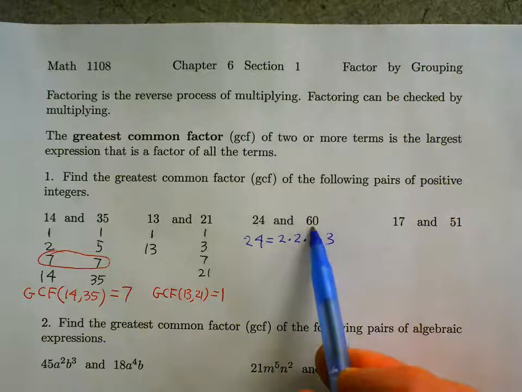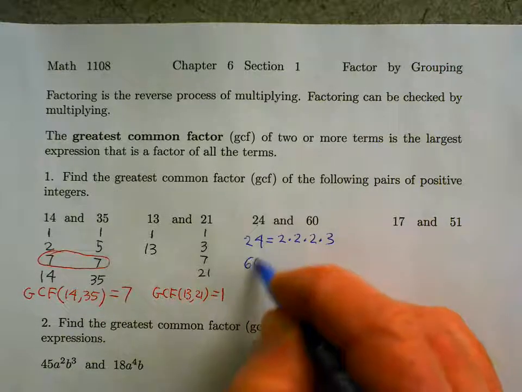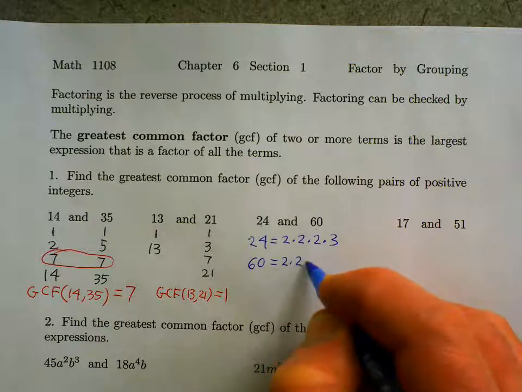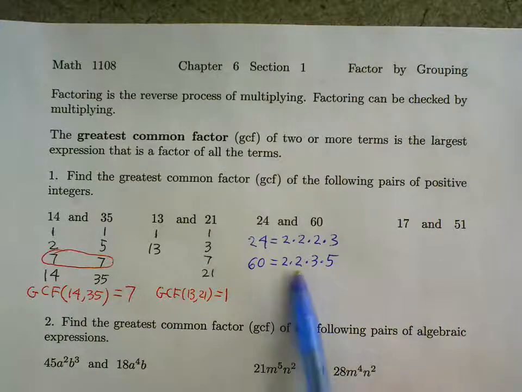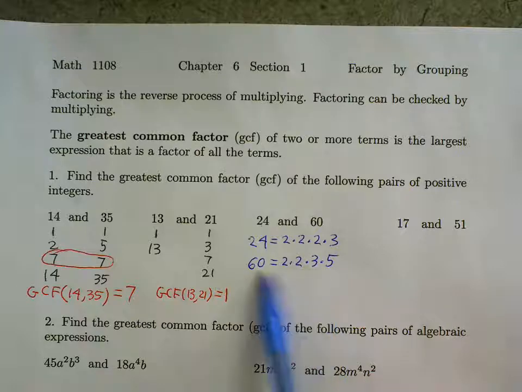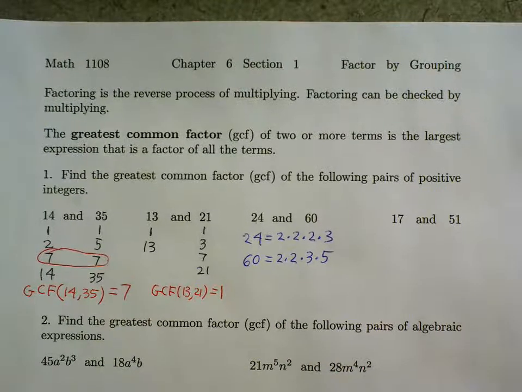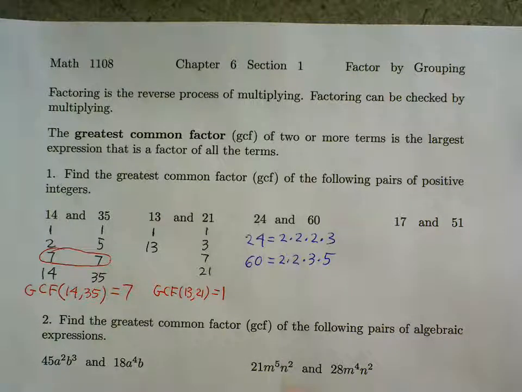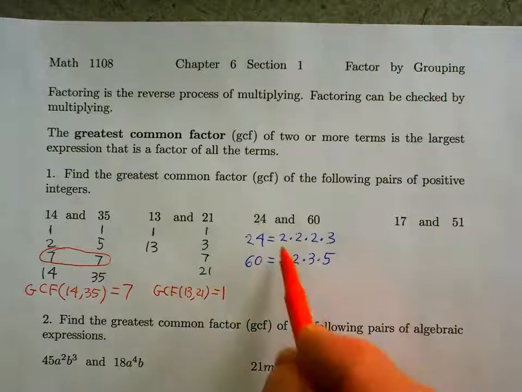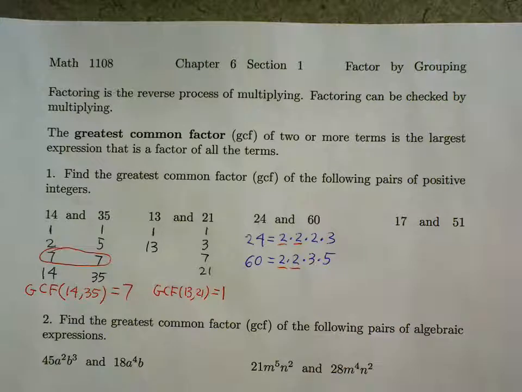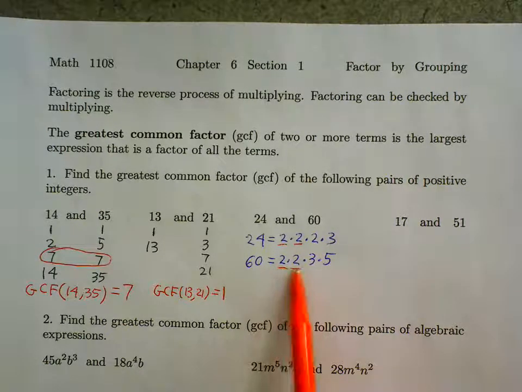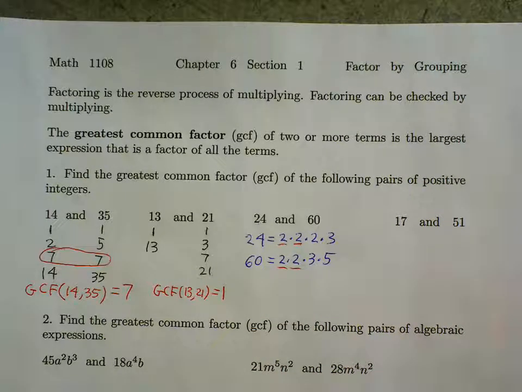The prime factorization of 60 is 2 times 2 times 3 times 5. That's like 4 times 15. So that's the prime factorization of 60. So the greatest common factor can be found by identifying the common prime factors. Both 24 and 60 have 2 factors of 2. Even though 24 has 3 factors of 2, 60 only has 2 factors of 2. So the common prime factors are 2 times 2.